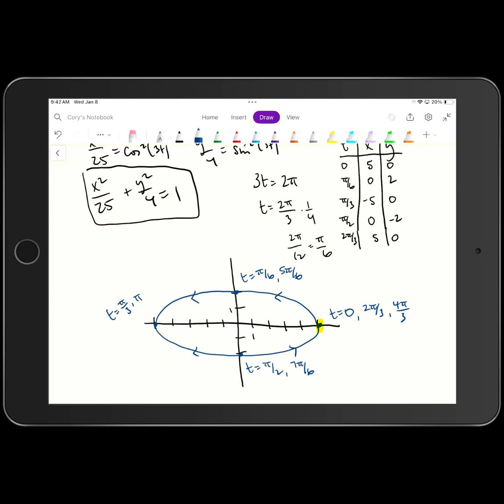If I add pi over 6 again, we get 9 pi over 6, which is 3 pi over 2. That puts me on the positive y-axis. When I add pi over 6 again, that's 10 pi over 6, which is 5 pi over 3. That puts me on the negative x-axis. When I add it again, that's 10 pi over 6 plus pi over 6, which is 11 pi over 6. Puts me on the negative y-axis.